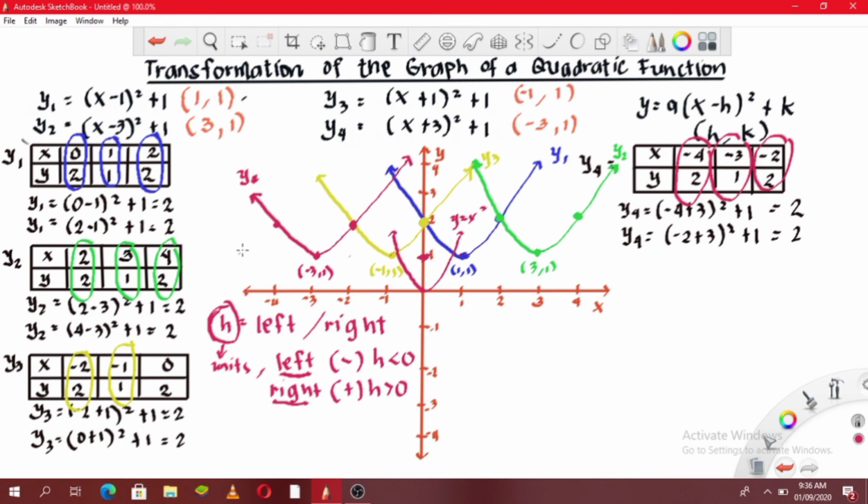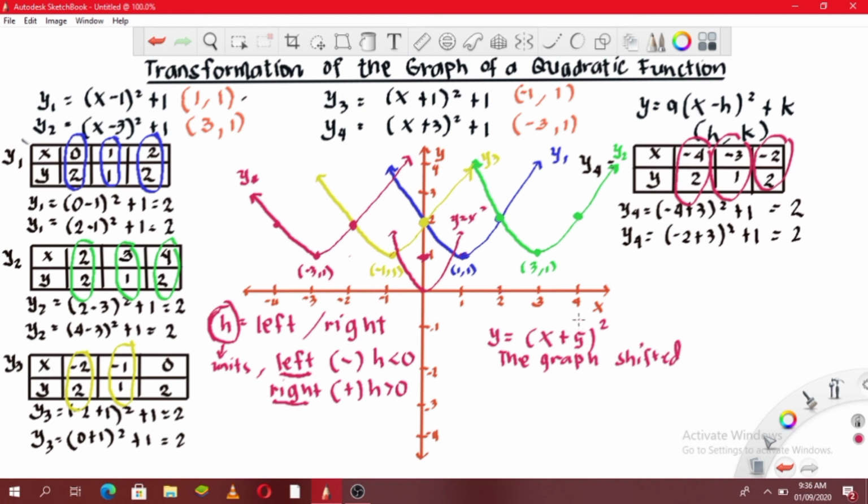Let's have an example. Let's say we have y equals the quantity of x plus 5 squared. Wag muna natin lagyan ng k. So, ibig sabihin 0 ang k niyan. So, ibig sabihin, itong graph, itong function na ito, so the graph will be shifted. So, its graph shifted, ilan?